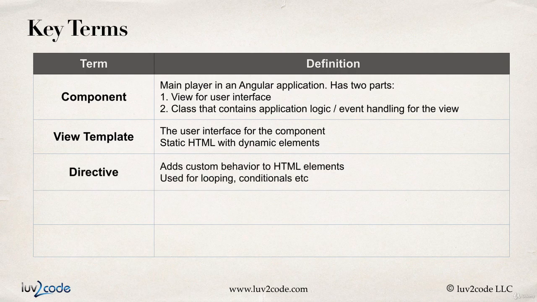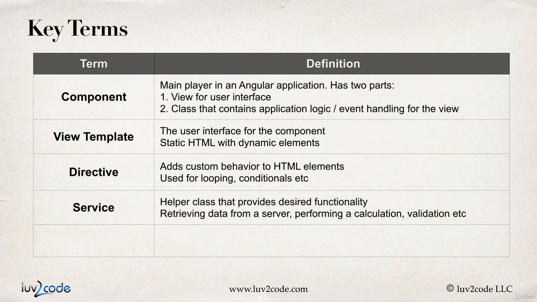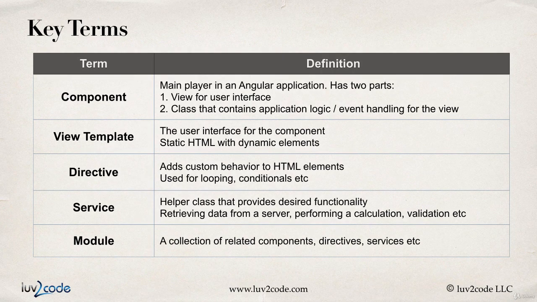Next, we have directive, basically adds custom behavior to the HTML elements. You can use it for looping, conditionals, and so on. Then there's the service, basically a helper class that provides the desired functionality, so it can retrieve data from a server, perform calculation, perform validation, and so on. This service is actually code written in TypeScript. It's part of the Angular project. It runs client-side, but it can remotely connect to any external sources as needed. And then finally, as I mentioned earlier, a module is a collection of related components, directives, services, and so on. And we'll see all of these different components in some of the upcoming videos.